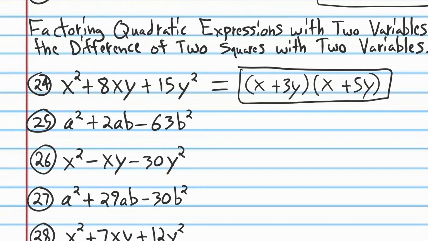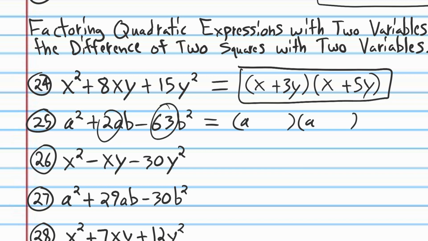All right, so let's try another one of these. I know these look complicated, but as you can see, it's really not that big of a deal. And we have 63 and 2. So what two numbers multiply to negative 63 and add up to 2? Well, if you know your multiplication facts, you know it's going to be 9 and negative 7. But we have b's, so we have to write 9b and 7b.